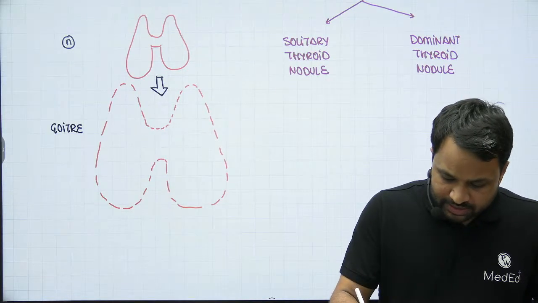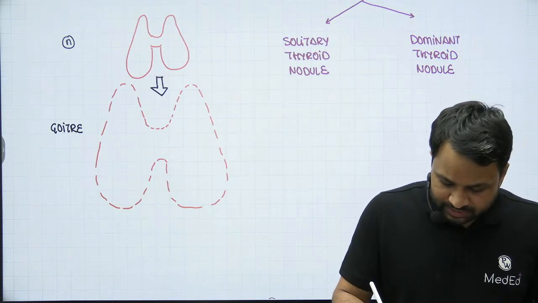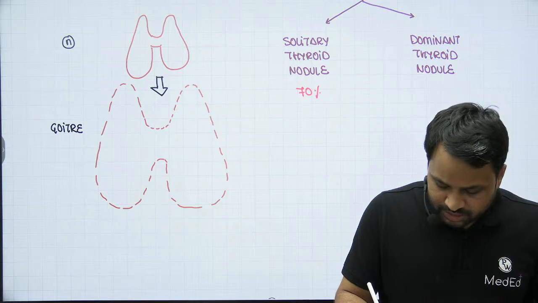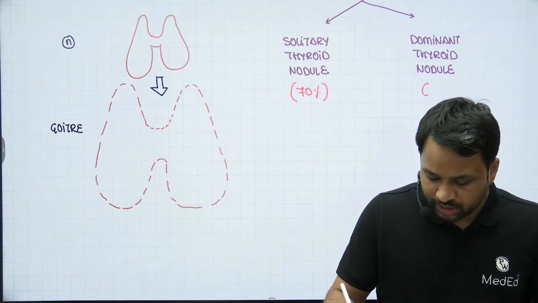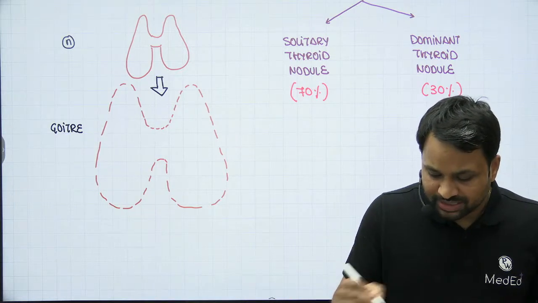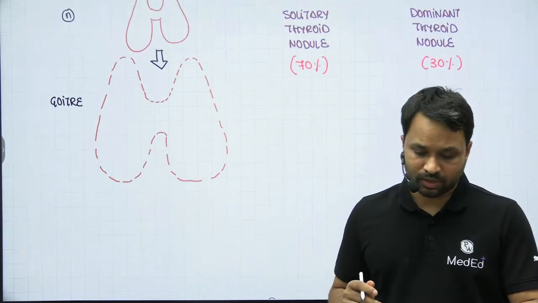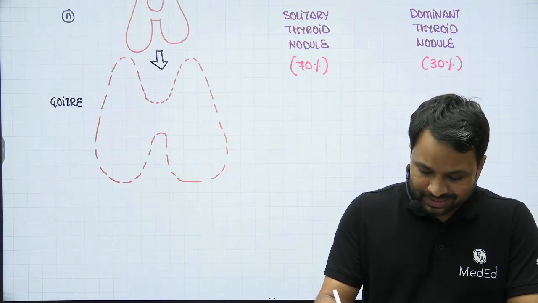Majority of the cases that we will experience, you will notice that 70% of them, when they present to us as discrete thyroid swellings, will be solitary. 30% of them will be seen as dominant thyroid swellings or a nodule. What is the basic difference between these two?